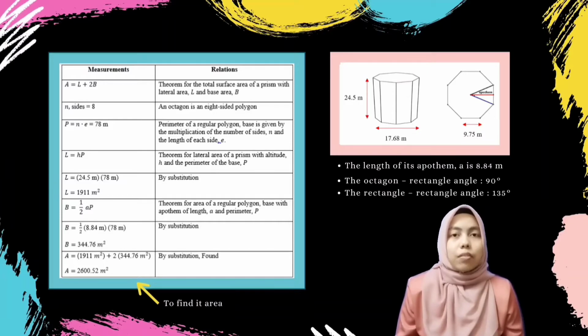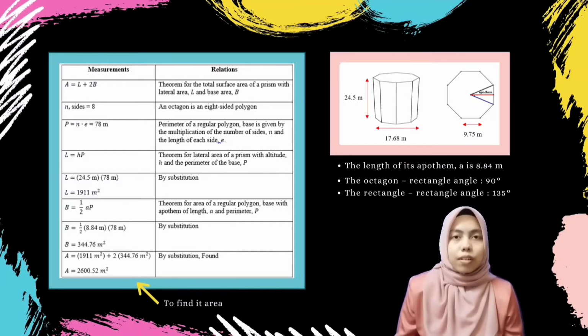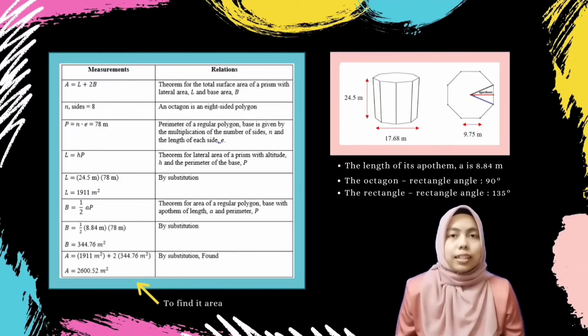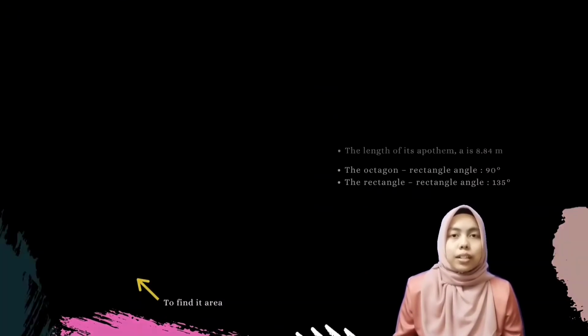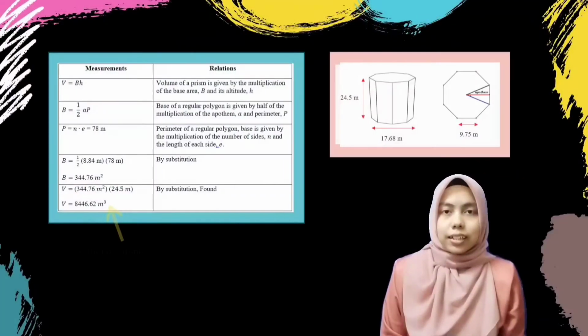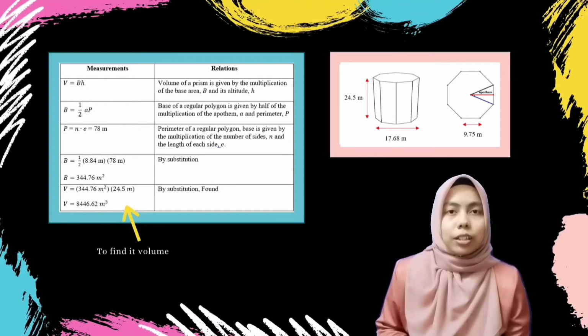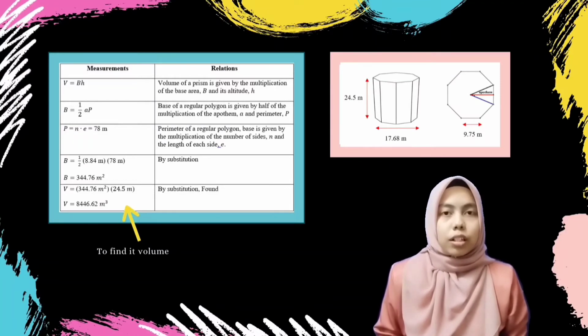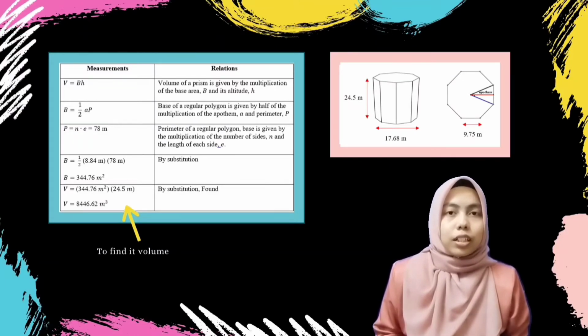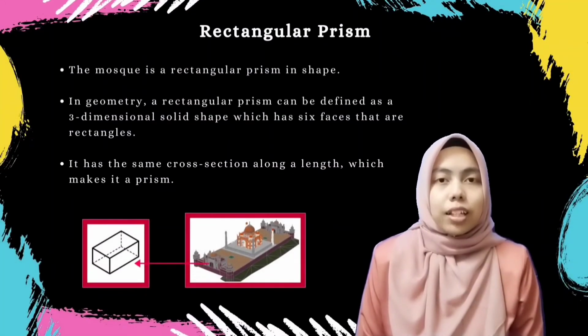After we apply all the theorems that we have learned, we got the total surface area, which is 2600.52 meters squared. After that, in order to find the volume of the prism, we use the theorem which is given by the multiplication of the base area and its altitude. After the calculations, we got the volume, which is 8446.62 meters cubed. Next, we will move to the rectangular prism.